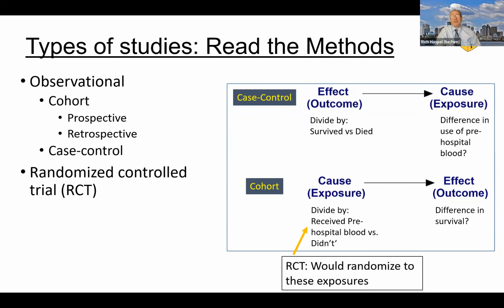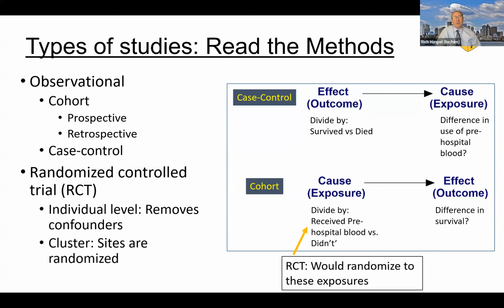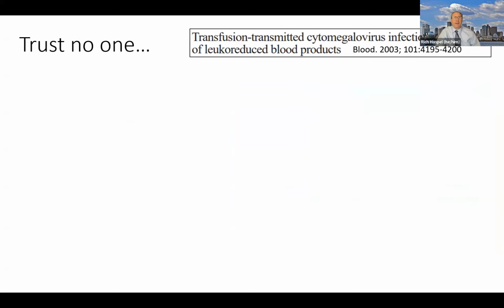So then you have randomized controlled trials, which are basically set up like a cohort, except you randomize to those exposures. And there are two major types. There's your standard randomized controlled trial where you randomize each individual. And then there are cluster randomized trials. And we'll be talking a little bit more about those later and some of the pitfalls.